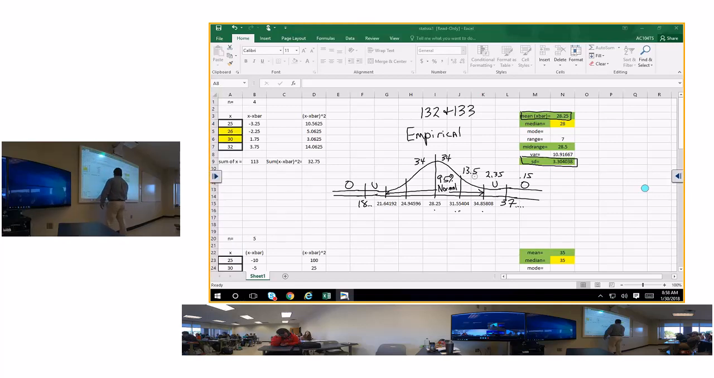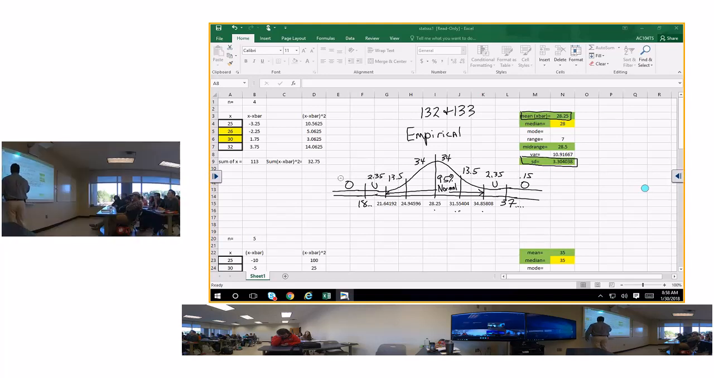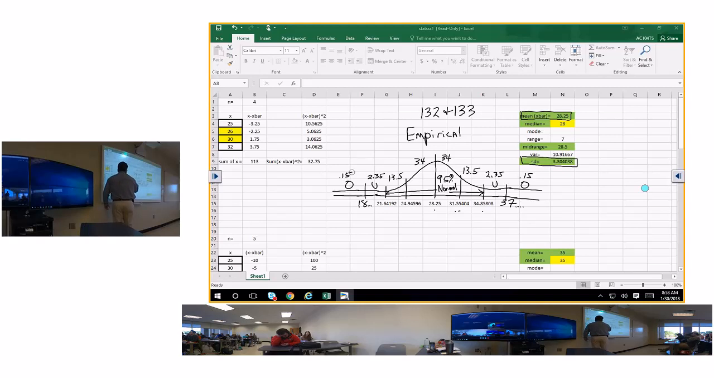13.5, and 2.35, and 0.15. That's the difference between a lot of books. Some books won't do this. They will just say 2.5 right here, and they won't do this. But that's basically the empirical rule.